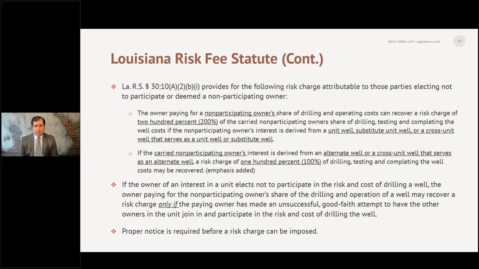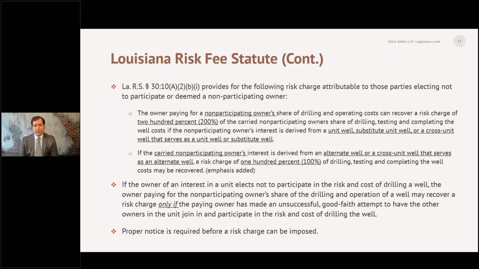It's also important to remember that as we're discussing non-participating owners, if you have a working interest owner that does elect to participate, then this risk fee is not going to apply at all. They're immediately going to come into the well at 100% of their pro rata share. They are going to pay their upfront portion of the drilling, testing, completion, and other costs of the well. Finally, proper notice is going to be required before any risk charge can be imposed.